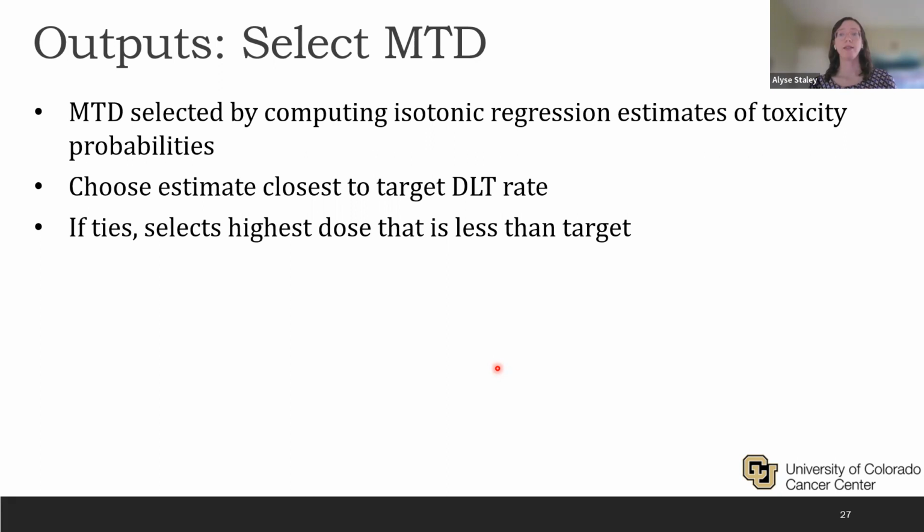Once the trial has been completed, it's time to choose the maximum tolerated dose, or MTD, which is entirely separate from the escalation and de-escalation rule portion. The MTD is selected by computing a non-parametric regression, or isotonic regression, estimate of the toxicity probabilities of each dose. We want to choose the dose that has the estimated DLT rate that is closest to the target DLT rate. And in the case of ties, the highest dose is selected as long as it's still lower than the target DLT rate.